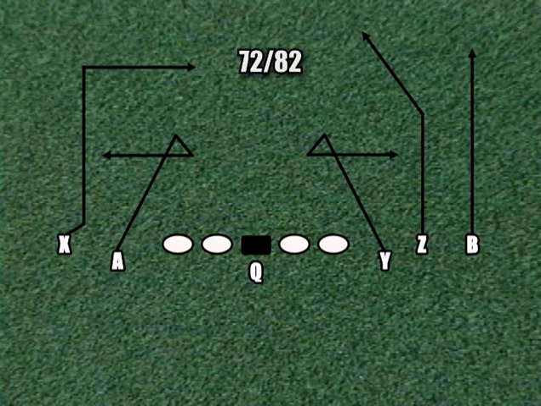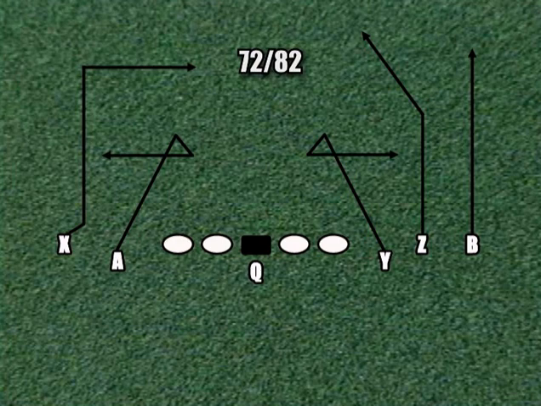Our X is going to run a dig route at 10 to 12 yards, and we're going to try to high-low the defender over the A receiver. If he's back deep on the X on the dig route, then we'll come underneath the A. If he stays low on A, then we'll try to hit the dig route over the top.